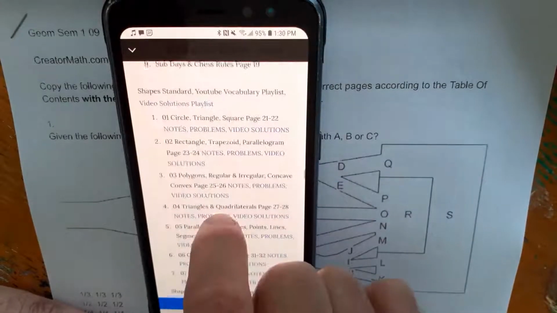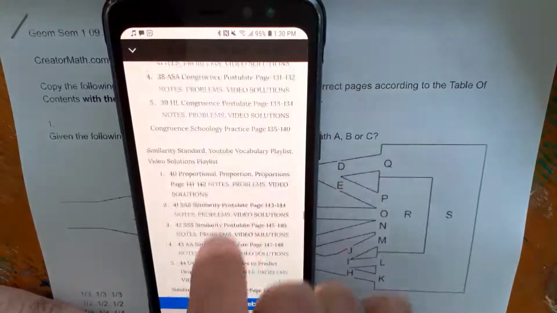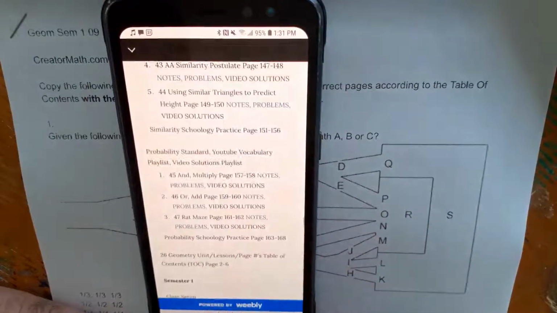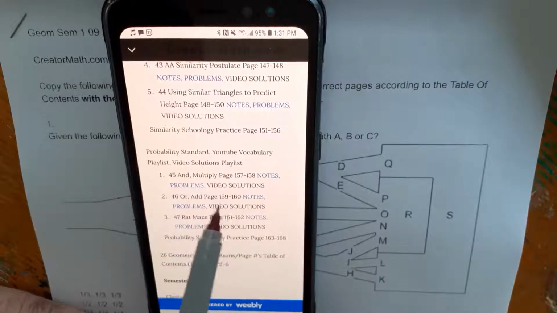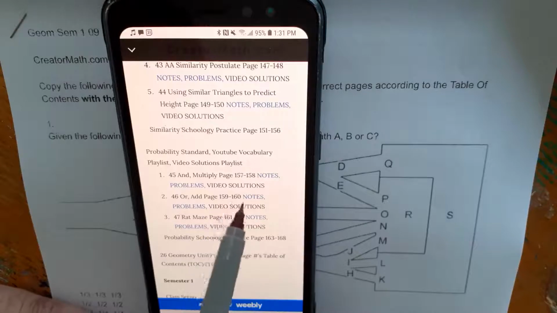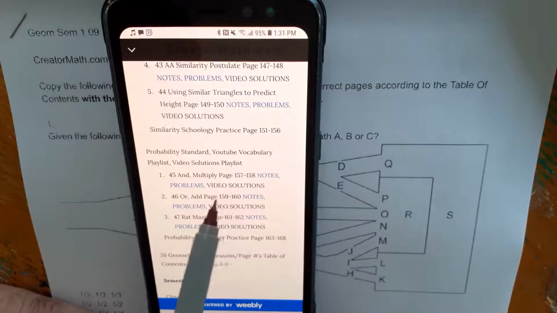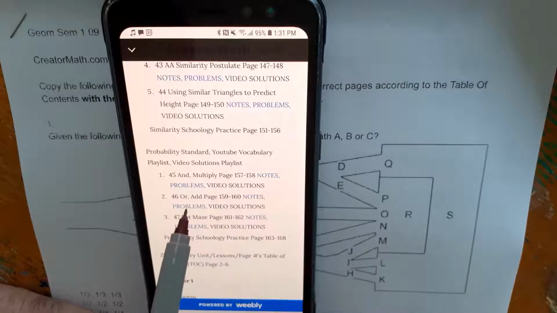Now I'm going to scroll down and find this unit. This unit is on probability. There it is right there. Probability, there's 3 lessons. This is lesson number 2, or add. Here are the pages that these notes go on in your comp book. Please don't take this video's word for it, but look up the current table of contents, because by the time you watch this video, these page numbers probably will be different. Here are the notes, here are the problems, and the video solution will be right here.